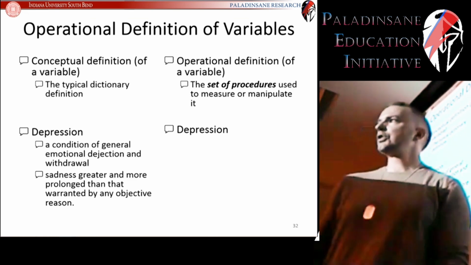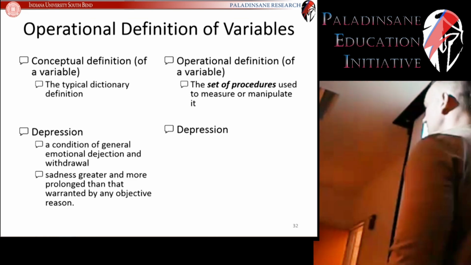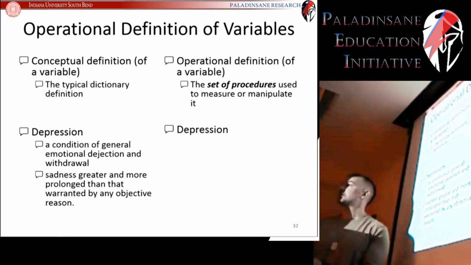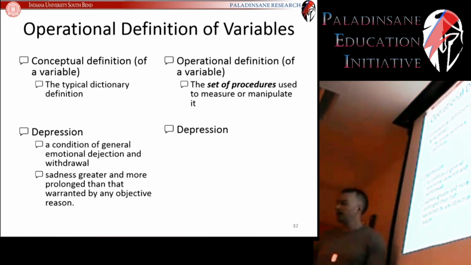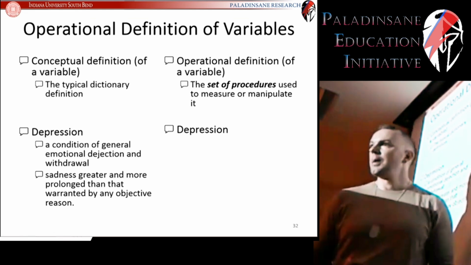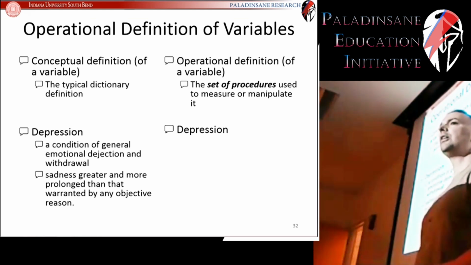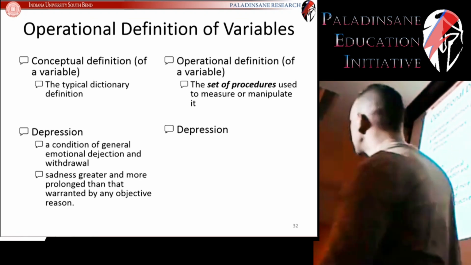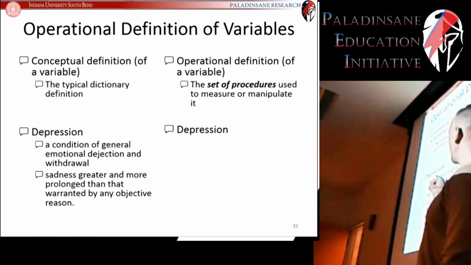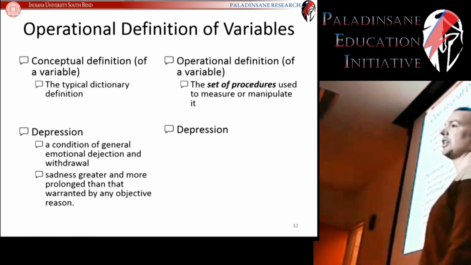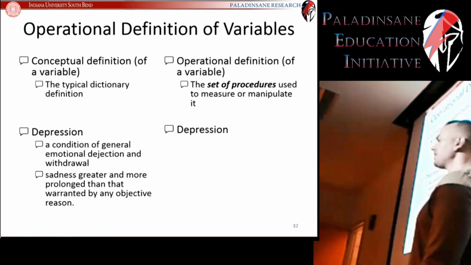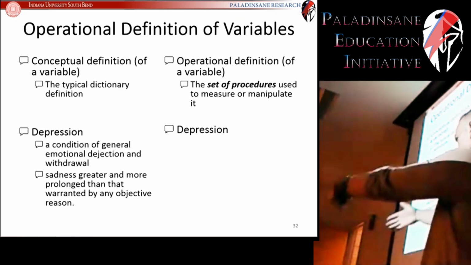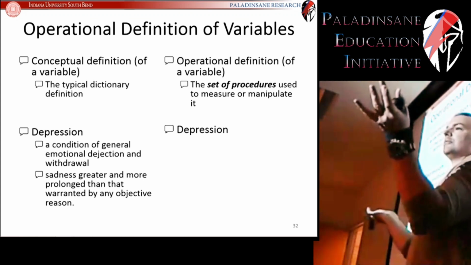But if I was researching depression, and you came into my lab and said, I want to participate in research, I want to be a research assistant, and I said, okay, great, I've got a subject coming in and I want you to measure their depression. And you say, perfect, how do I do that? And I say, just measure their condition of general emotional dejection and withdrawal. Just measure if they have sadness greater and more prolonged than that warranted by objective reasoning. Go ahead, measure it. What do you do?